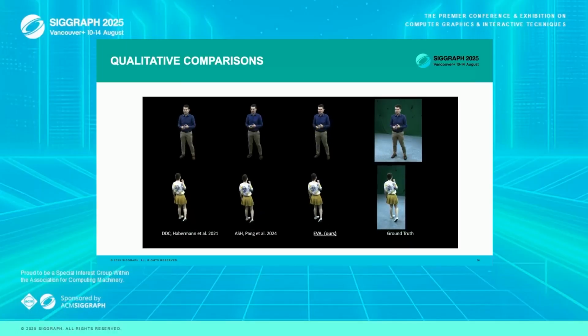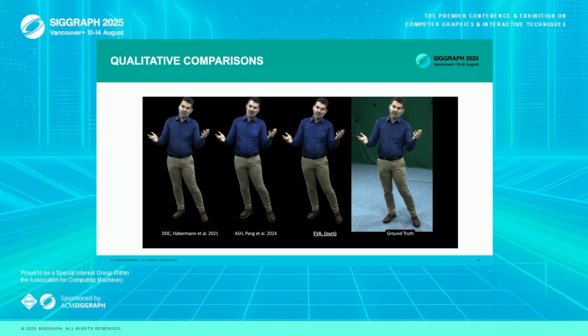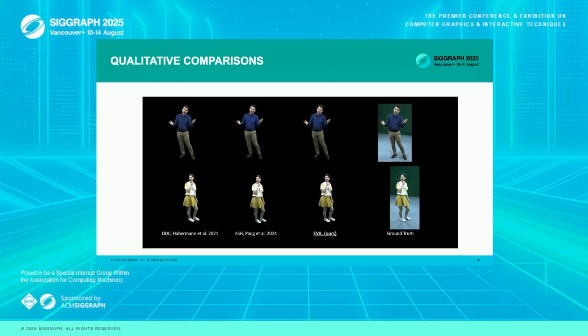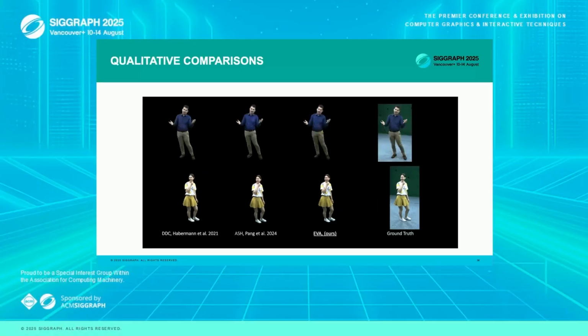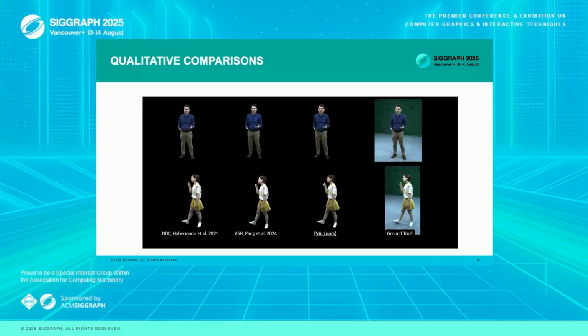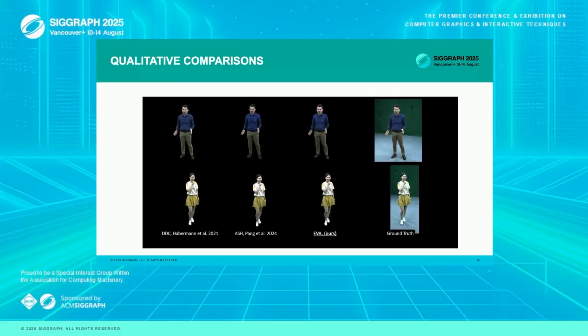When we compare EVA to the prior state-of-the-art methods like DDC and ASH, the difference is clear. While they produce good results for the body, they fail to capture the detailed face expressions because they lack our explicit disentangled face model. EVA produces much higher fidelity results, especially on the face.